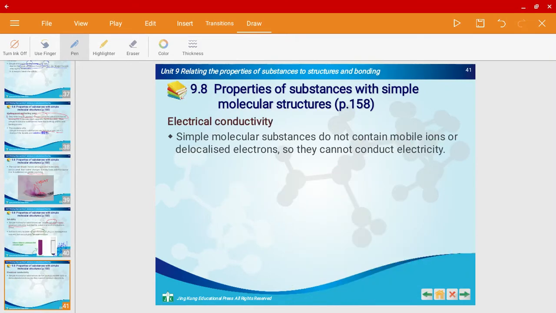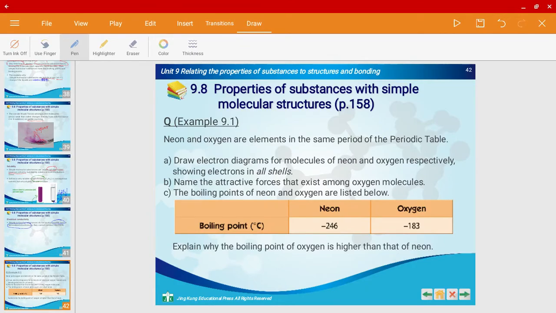And for electrical conductivity, simple molecular substances do not conduct electricity. The reason behind this is they do not have mobile ions and they do not have delocalized electrons. Okay, let's look at one example to consolidate our learning. You can pause the video and do the questions by yourself first, and then we'll come back to these.